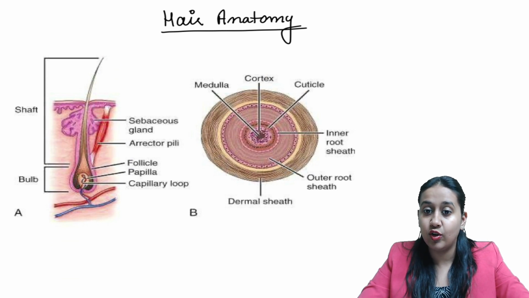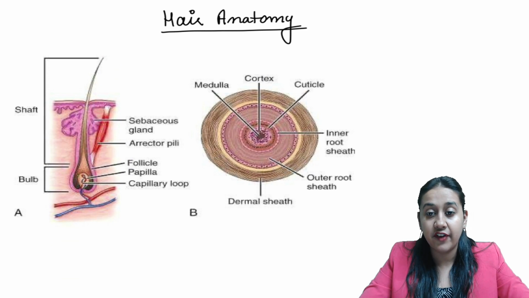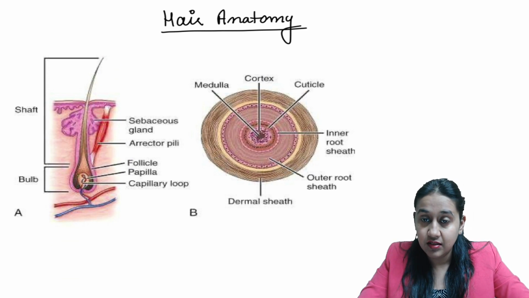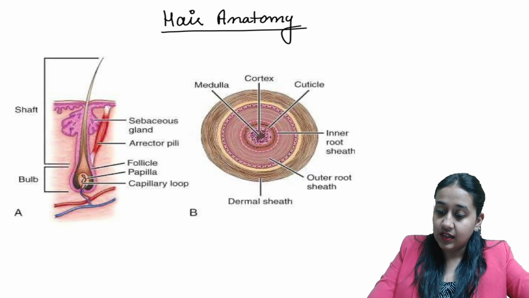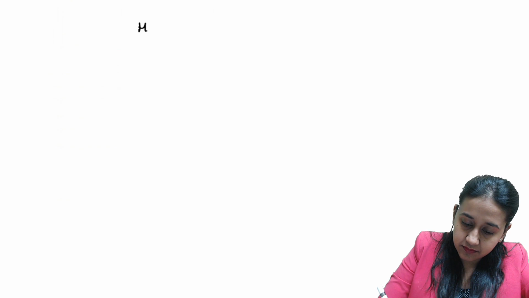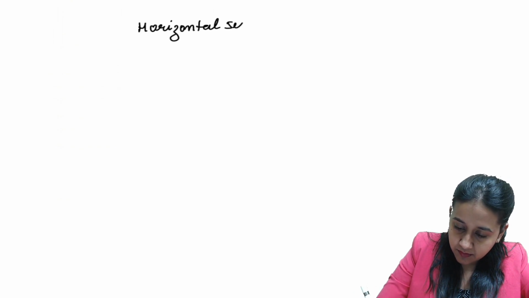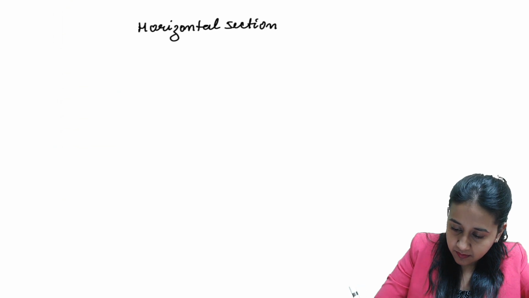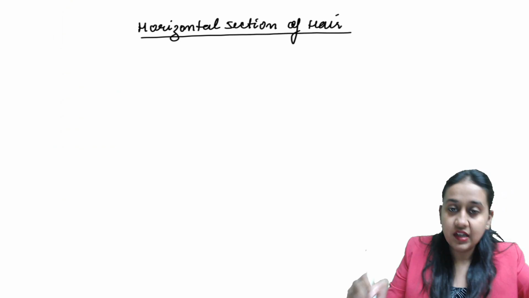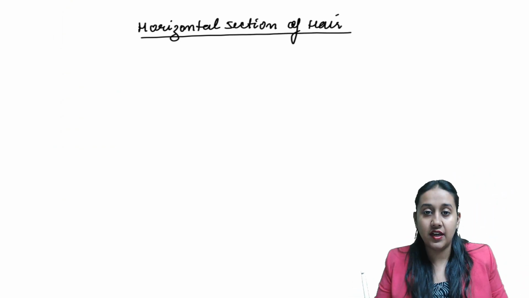How does the normal hair look like? What are the different types of hairs, hair cycle, and different types of hair disorders? Starting with the hair anatomy. And first of all, we will discuss the horizontal section of the hair. So what is the horizontal section of the hair?